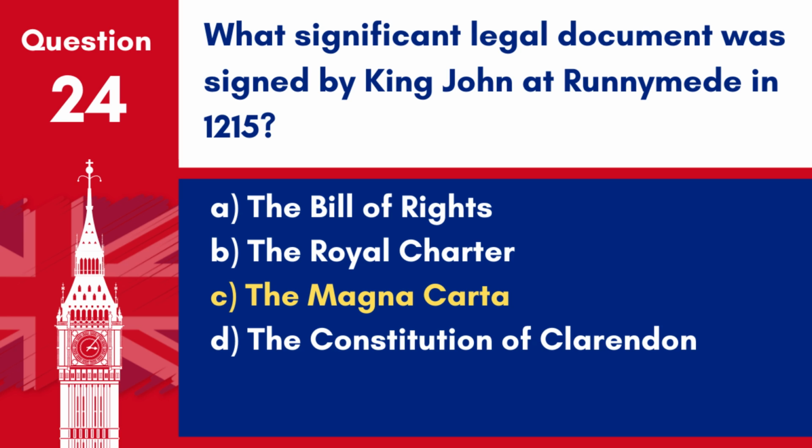Answer: C. The Magna Carta. The Magna Carta, signed in 1215 by King John at Runnymede, is a foundational document of English constitutional law and laid the groundwork for the development of parliamentary democracy and limitations on monarchical authority.